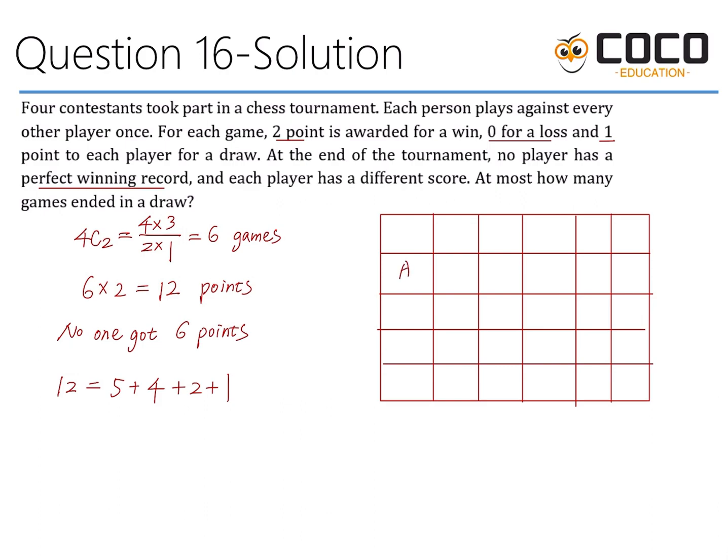Okay, we have the players A, B, C, D. Then they play against A, B, C, D, and this is the total. So first we know that A can't play against A, right, we cross out this. B cannot play against B. Same for C and D.